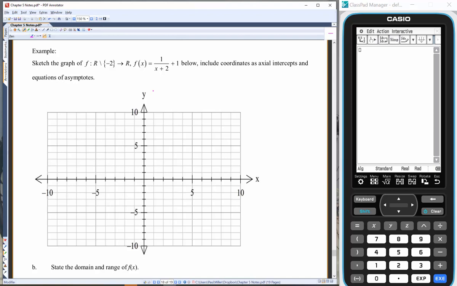All right, bit of graphing. Sketch the graph of this hyperbola, labelling coordinates as axial intercepts, and equations of asymptotes. All right, so asymptotes at x equals -2 and y equals 1.